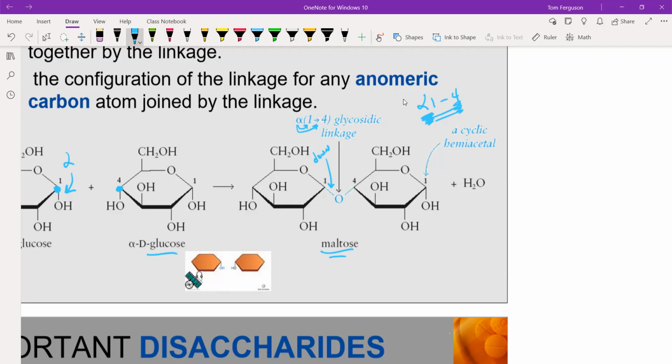Now the question is, is maltose a reducing sugar? We've already shown how glucose is a reducing sugar. Is maltose a reducing sugar? Yes, correct. Why? A lucky guess? No, isn't it? It follows the same structure as the other ones. It's also, I think, a hemiacetal. Yeah, there we go, it's a hemiacetal.